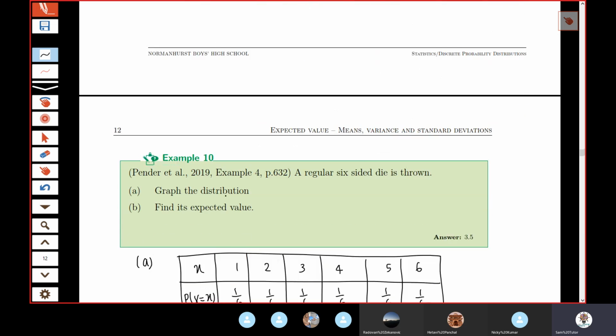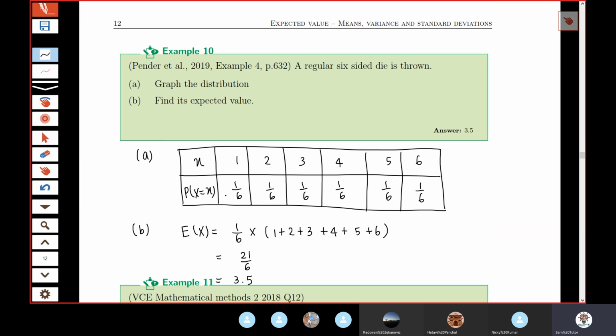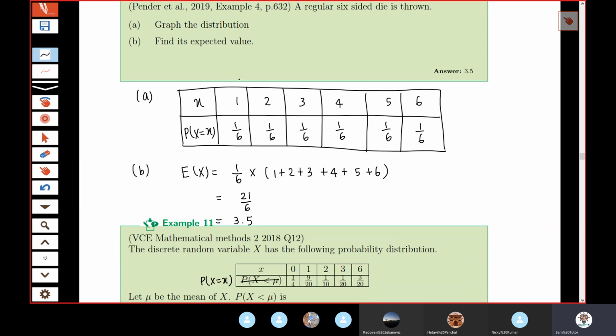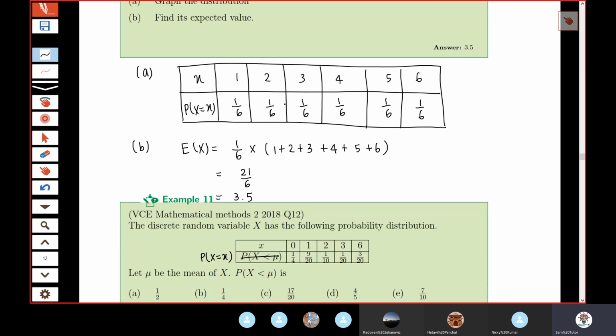Cool. All right. Oh, there it is. So a regular 6-sided die, graph the distribution. We graphed it above. Find its expected value. So this times this plus this times this. We just did it. It does give you 3.5. That's nothing.